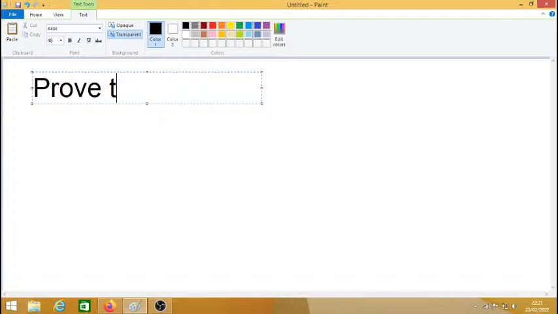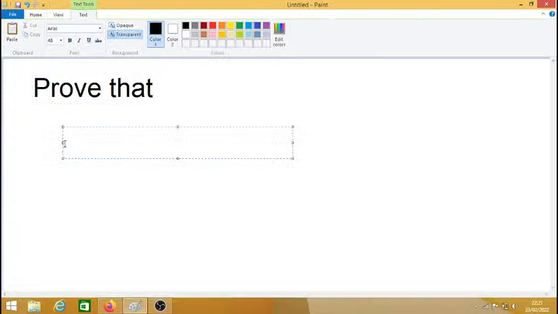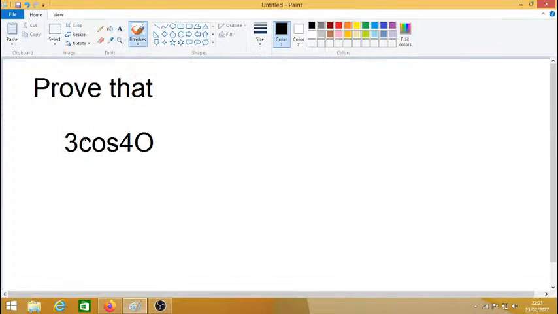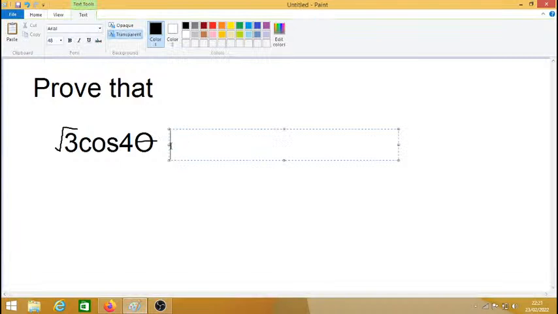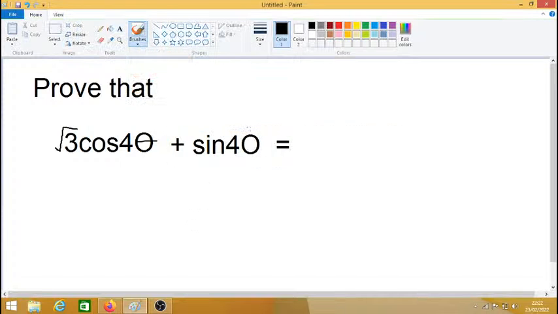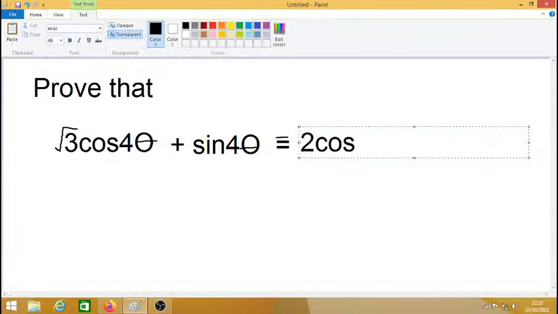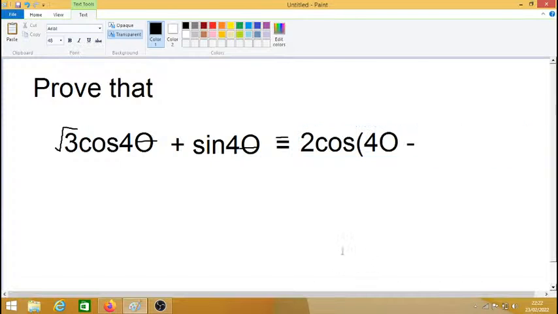In today's question, we have to prove that the square root of 3 times cos 4 theta, that's the square root of 3 cos 4 theta plus sine 4 theta is identical to 2 times cos, and then in brackets 4 theta minus pi over 6.